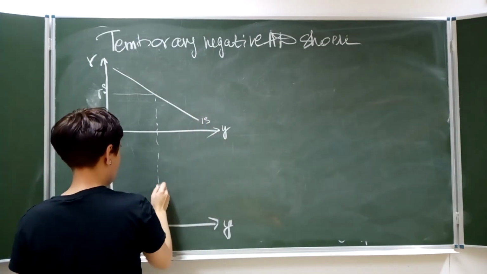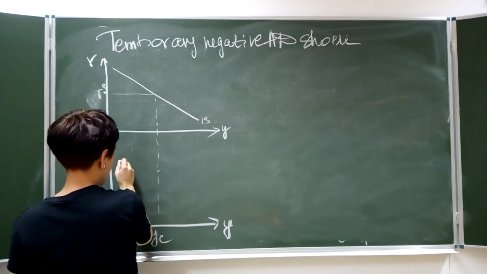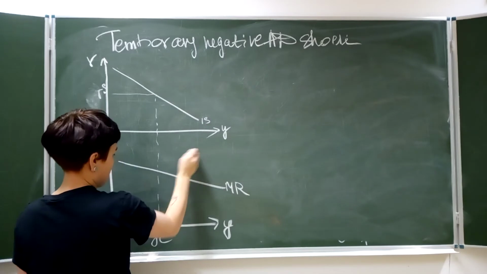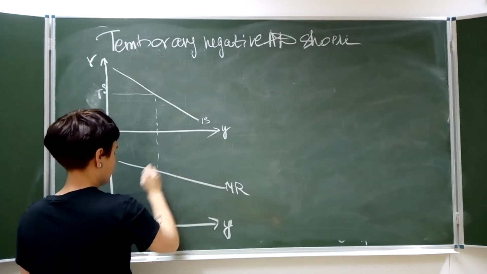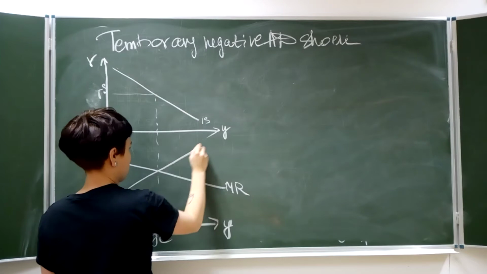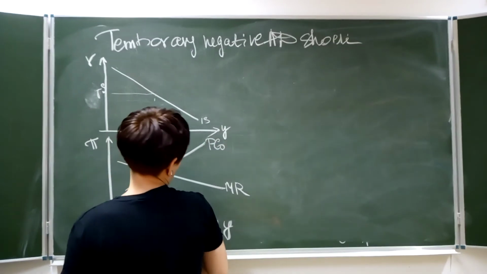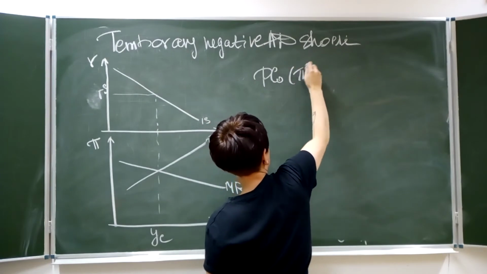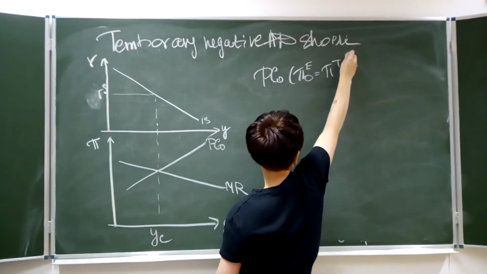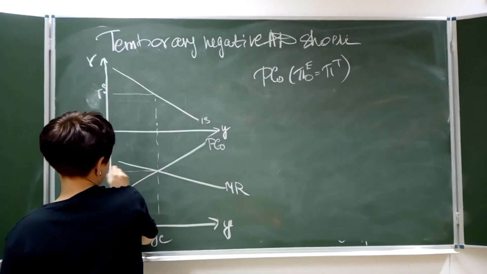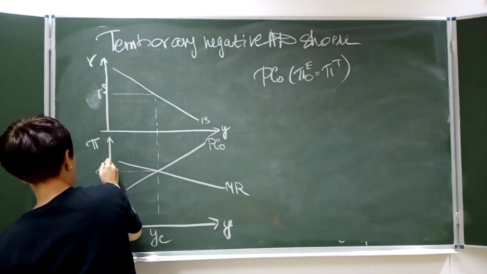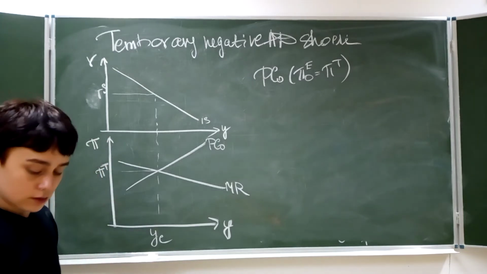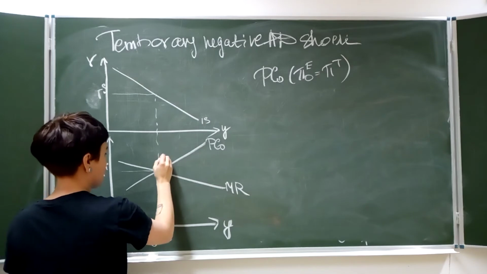IS curve. So here we have Taylor rule and Phillips curve. And in period 0, we assume that expected level of inflation is equal to target level of inflation. So here we are, here with Y down. So initial point is point A.